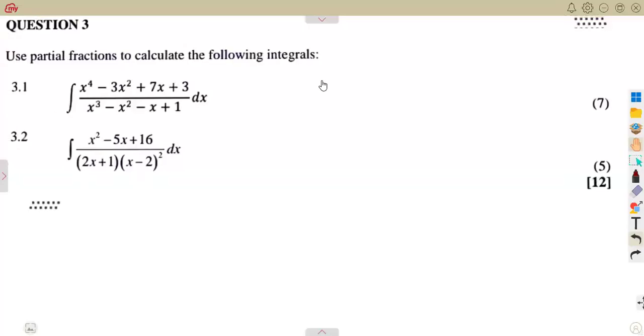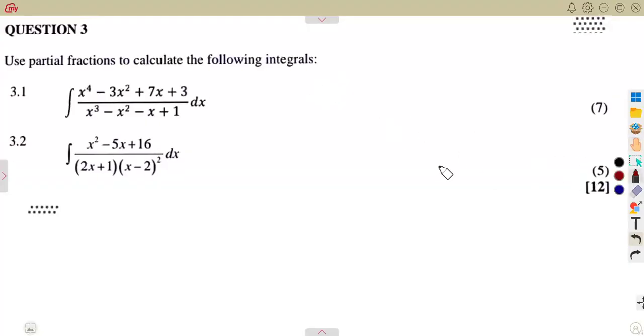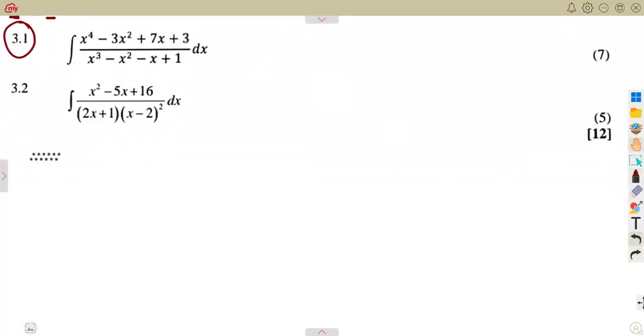All right. So in this case, I want us to consider our partial fractions in the integration that we are given. So considering our April 2024 exam, there we are asked to use the partial fractions to calculate the following integrals. 3.1, you're given this integral. So let us consider how we are supposed to integrate this with respect to x.